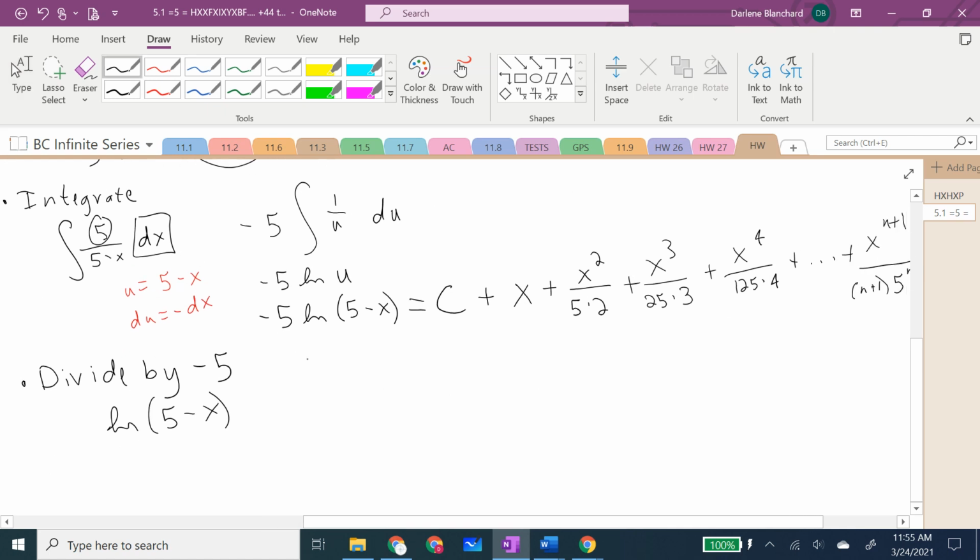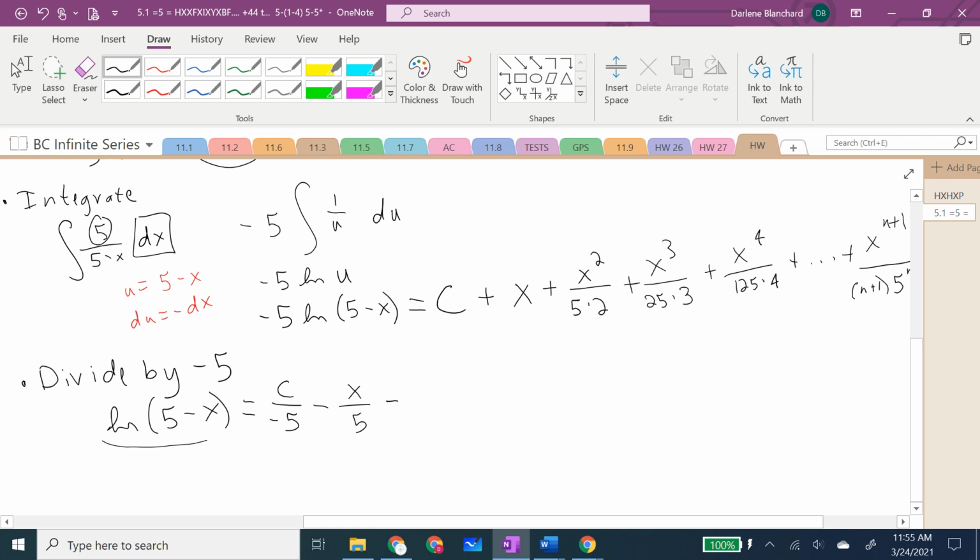So if I divide by negative 5, I'm going to end up with this equation equaling. Now, I'm just going to go ahead and divide the unknown constant by negative 5, but I could just call it a new unknown constant. And I don't like having to write more than I have to write, so I'm going to do minuses instead of plus negatives.